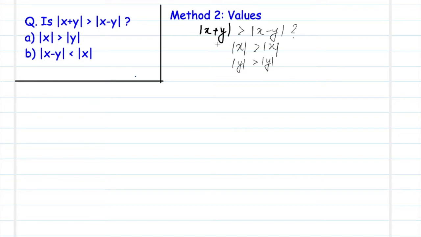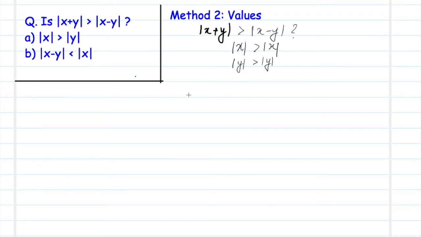Second, we know that this is x plus y with a modulus sign. So positive and negative values of x and y are going to make a difference. We should consider different kinds of positive and negative values of x and y and see if there is some kind of pattern here. The question is, is mod of x plus y greater than mod of x minus y?